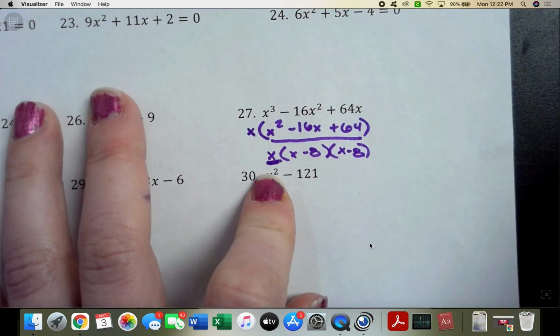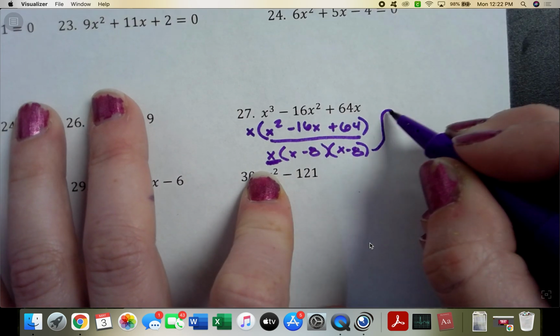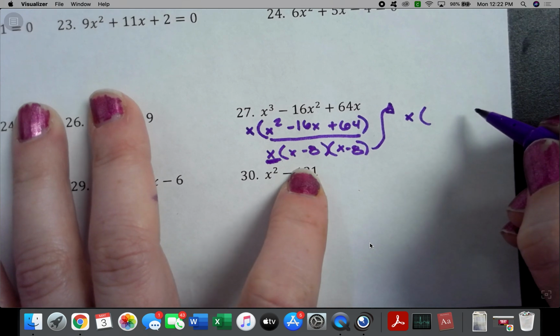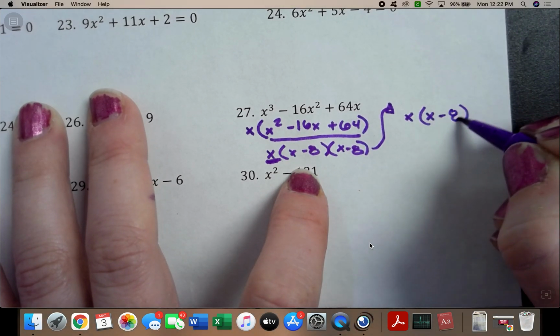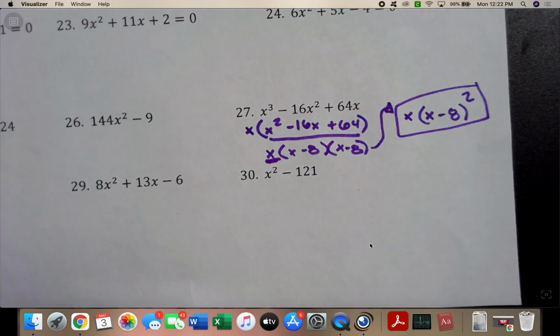Now you may have written this just a little bit different. Don't forget the x off to the side over there, but how can you write x minus 8 times x minus 8? X minus 8 squared. So you could have written like that also. I don't care which one you do. Both of them are technically the same. But that is a simple trinomial also.